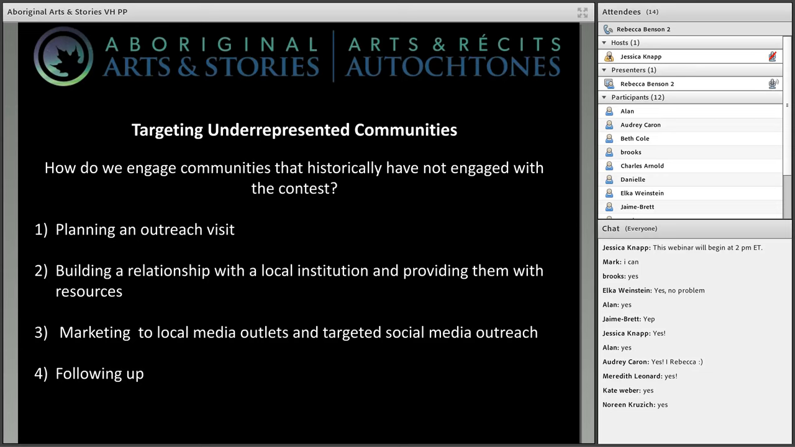Then we also will market to local media outlets. So in an area that we see we're not getting high numbers from, we'll try to find an Indigenous local publication and market with them, and then do targeted social media outreach to school boards and local community members. And then we'll also do follow-up. Follow-up is really, really important in terms of just checking in and seeing how people are feeling about the contest, and also to try to find out what the barriers are and why people aren't submitting. So that is how we try to target underrepresented communities.